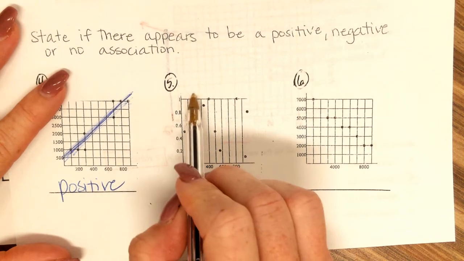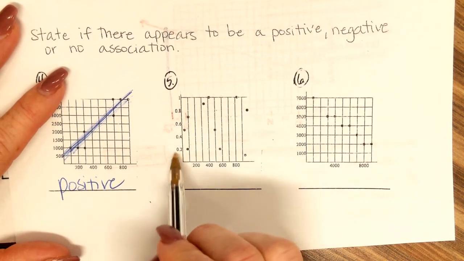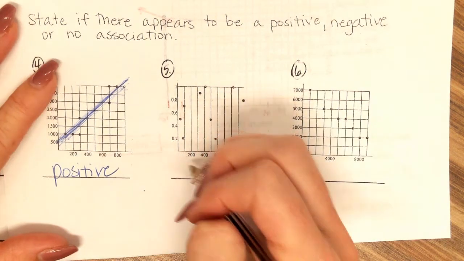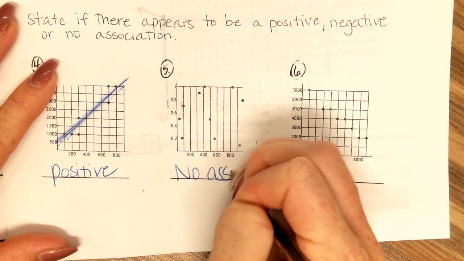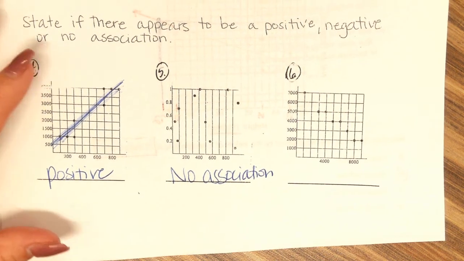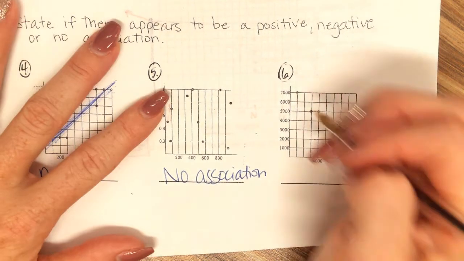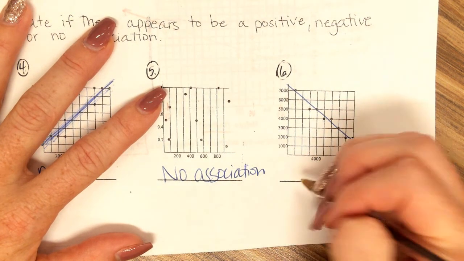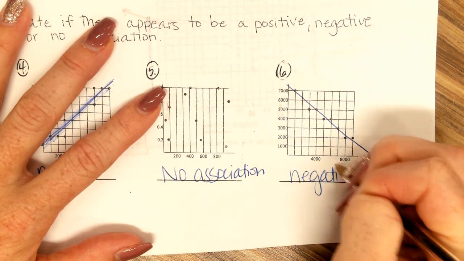Ooh, what about number 5? Could I draw a line through these? I can't even draw a trend through those. That's no association. And the last one, could I draw a trend through those? If I drew a line, it's going down, which is negative.